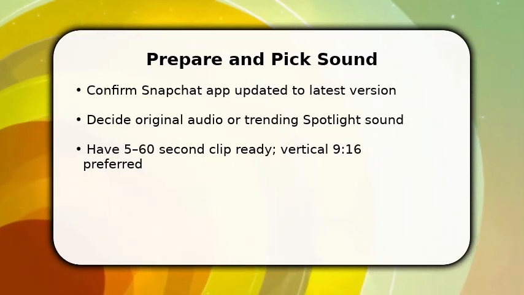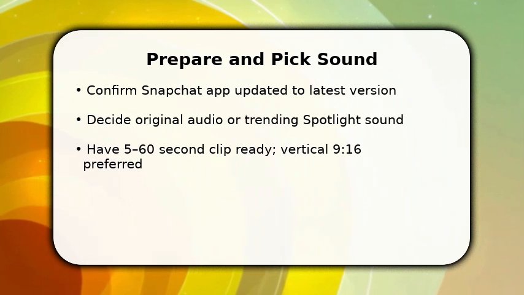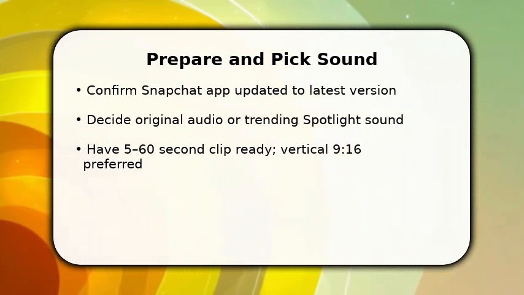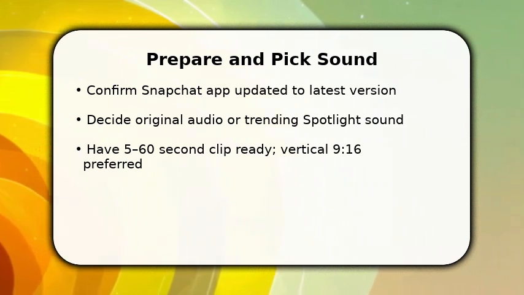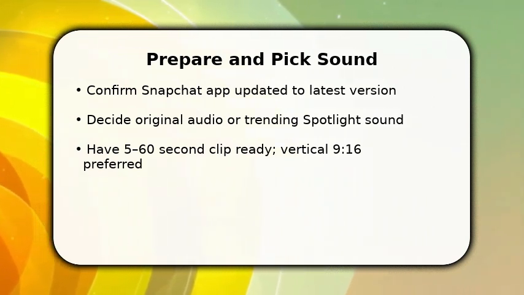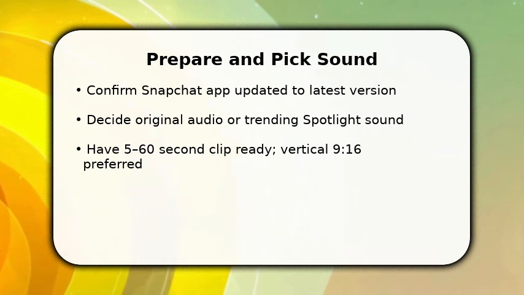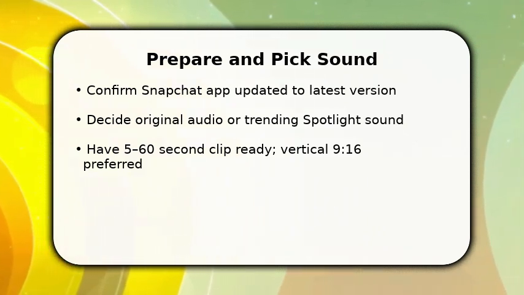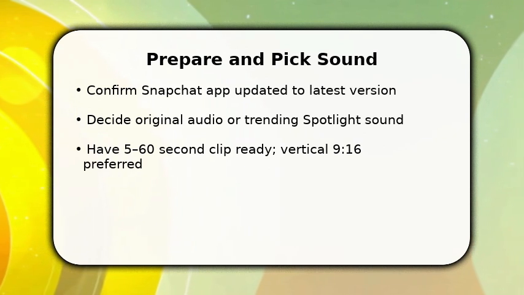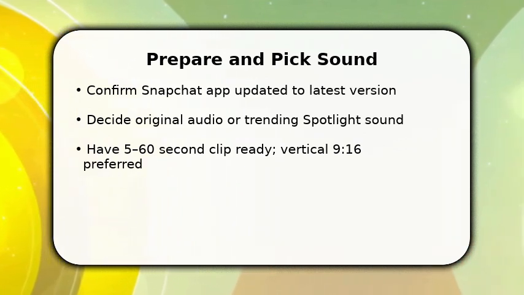You start by confirming the app is updated and you're logged into the account you'll post from. This prevents permission issues. Next, choose whether you'll record original audio or import a trending spotlight sound, because trends drive reach and original audio builds brand. Once decided, prepare a 5 to 60-second vertical clip and place it in camera roll if importing.